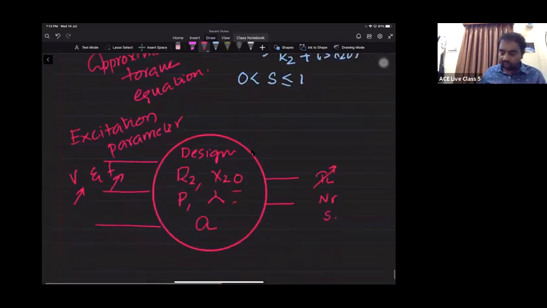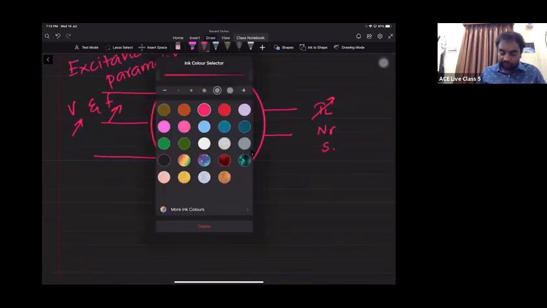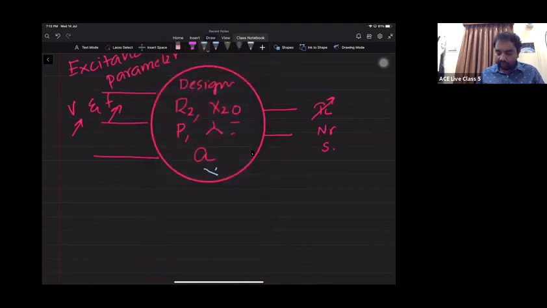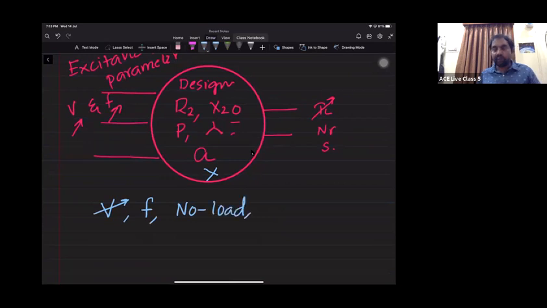The first thing I want to do is this: the motor is ready, and when the motor is ready we cannot change it. Now I'm trying to vary the supply voltage, keeping the frequency constant. The motor is operating under no load condition, and I want to find out how the torque will vary with changes in voltage. All the other parameters are kept constant. I need to find out the relationship between the motor torque and the supply voltage. So let us see.